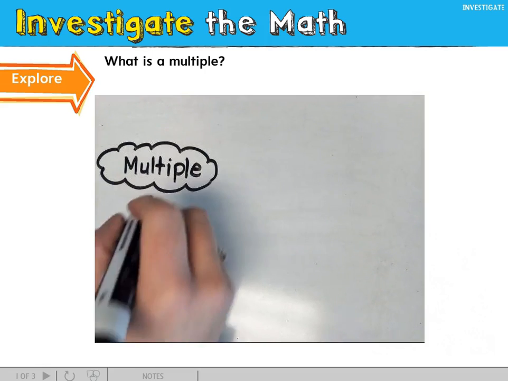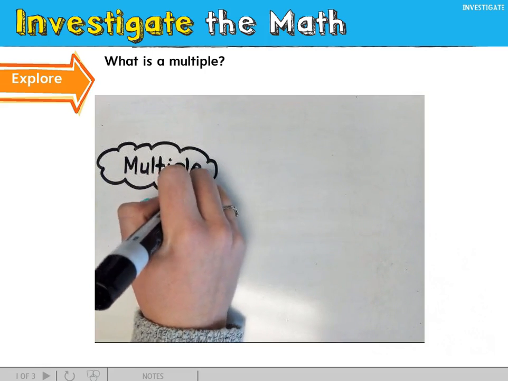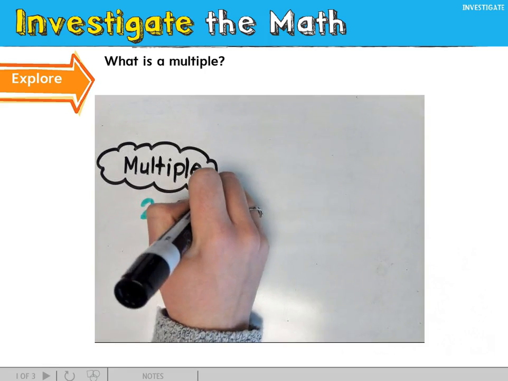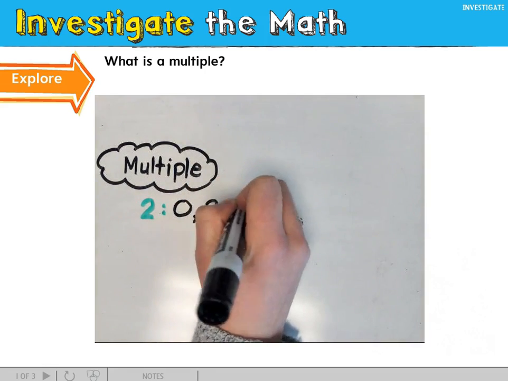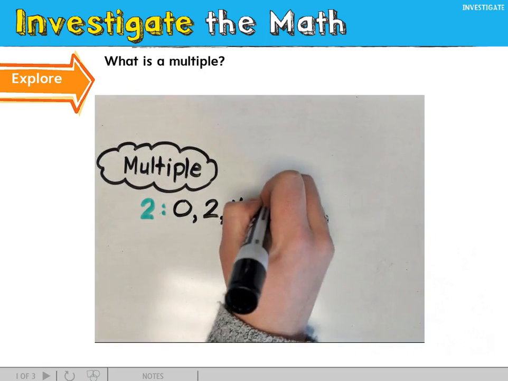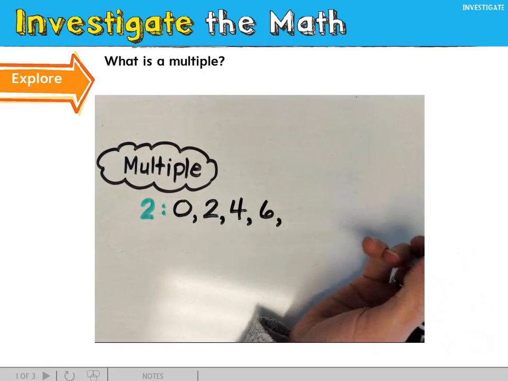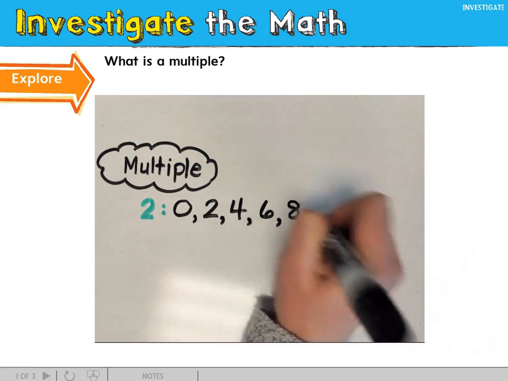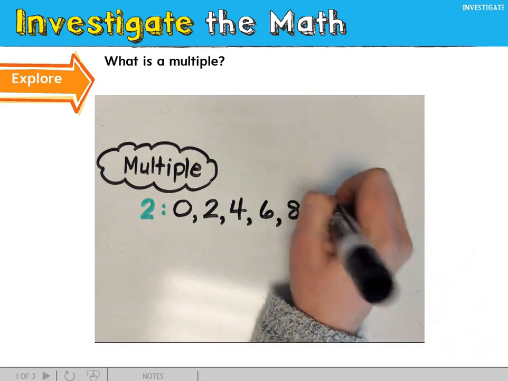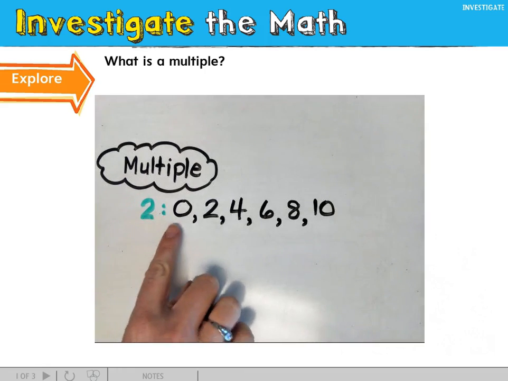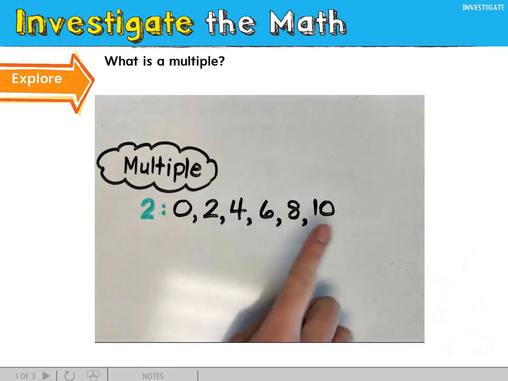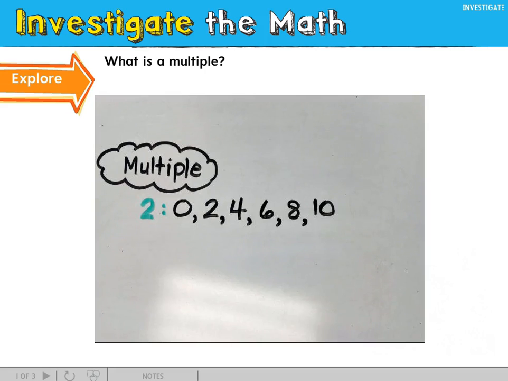So 2 times 0 is 0. 2 times 1 is 2. 2 times 2 is 4. 2 times 3 is 6. 2 times 4 is 8. 2 times 5 is 10. And so on and so forth. So when you're listing multiples, you're just listing the product of 2 and other numbers.